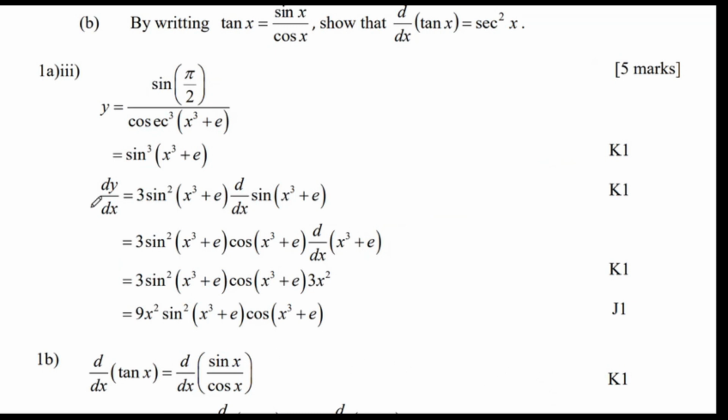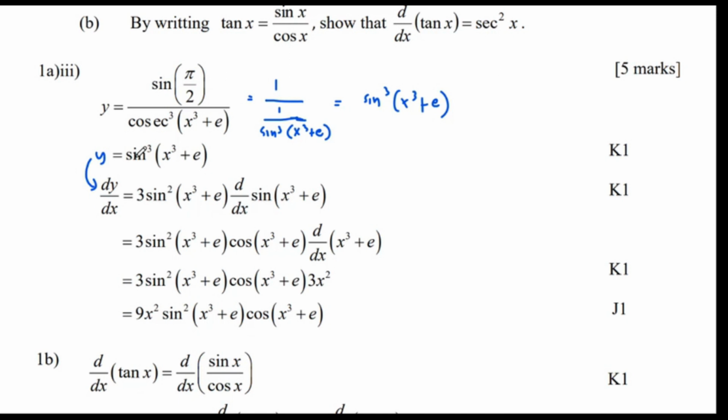Okay, soalan 1A(iii). So kita ada y sama dengan sin pi per 2 over cosecant cube of x cube plus exponent. Sin pi over 2 sebenarnya adalah equivalent to 1. So this is 1 over cosecant cube, adalah 1 over sin cube. So the angle is x cube plus exponent. So if you simplify, what we can do is kita jadikan dia darab balik. That's why dia dapat sin kuasa 3 x kuasa 3 tambah exponent. So this is the function yang kita sebenarnya nak differentiate.